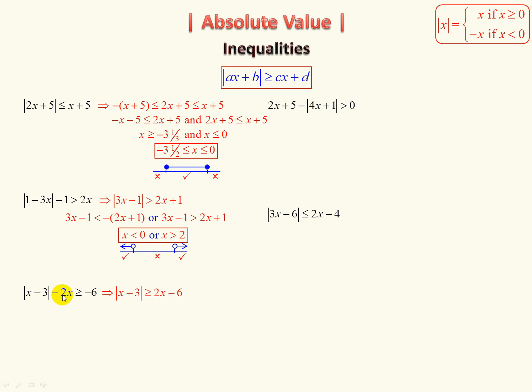Next one. Taken 2x to the other side. Greater than or equal to, so therefore it's extremes. There we are. X minus 3 less than or equal to the negative, or x minus 3 greater than or equal to the positive. Solving, we end up with x less than or equal to 3 or x less than or equal to 3.